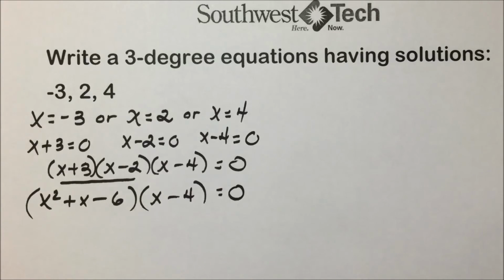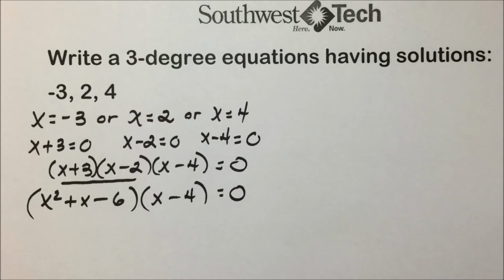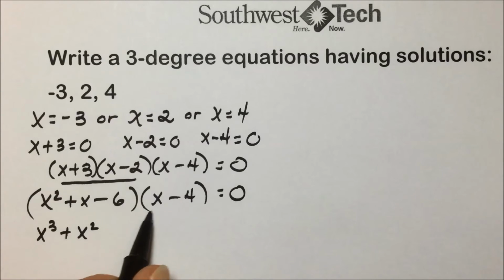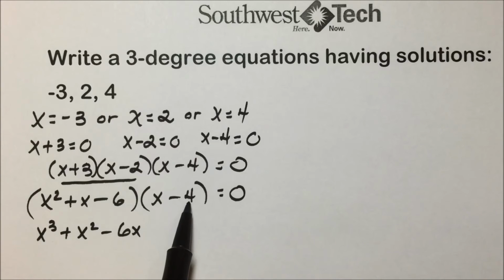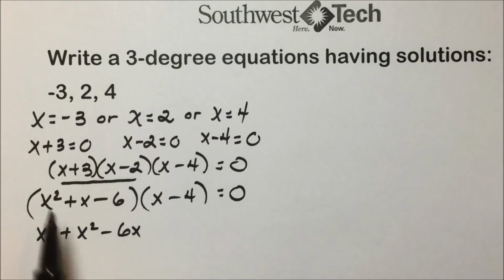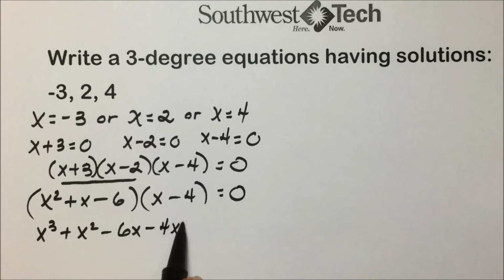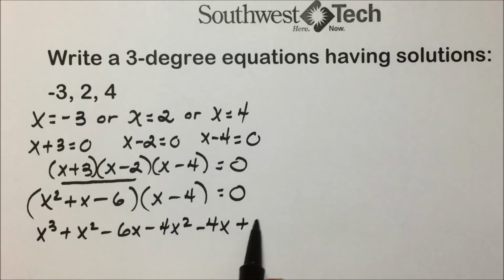We're then going to multiply that result by our 3rd binomial, and using distributive, x times each one of these terms will give an x to the 3rd power. x times x is x squared. x times -6 is -6x. Then we'll go to the second term. -4 times x squared is -4x squared. -4 times x is -4x. Negative times a negative is positive. 4 times 6 is 24.